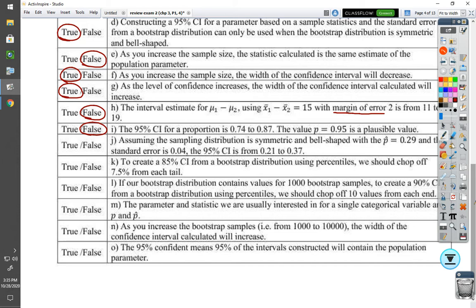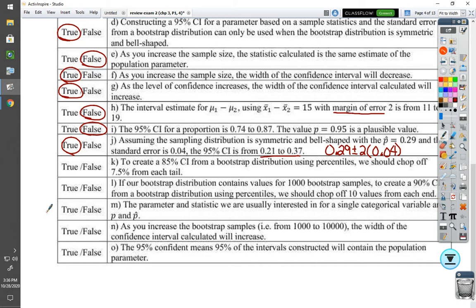Assuming the sampling distribution is symmetric and bell-shaped, if we have a p-hat value of 0.29 and the standard error is 0.04, then the 95% CI is from 0.21 to 0.37. That's a good distribution because remember, it's 0.29, plus or minus 2 times the standard error of 0.04, and you will get 0.21 to 0.37, and this is true.